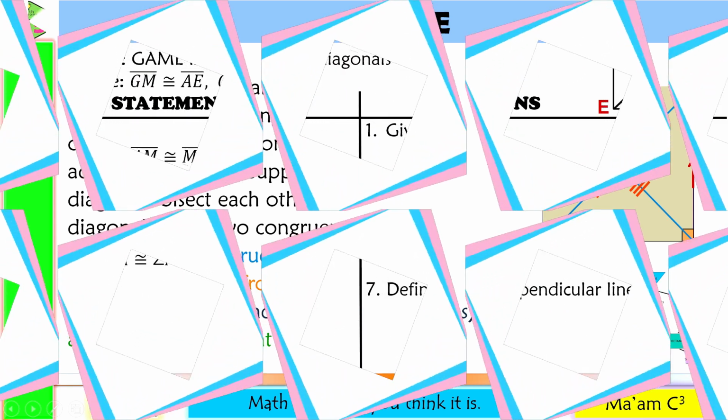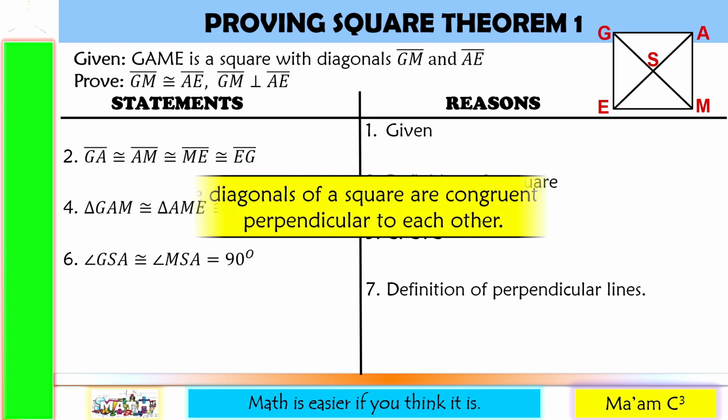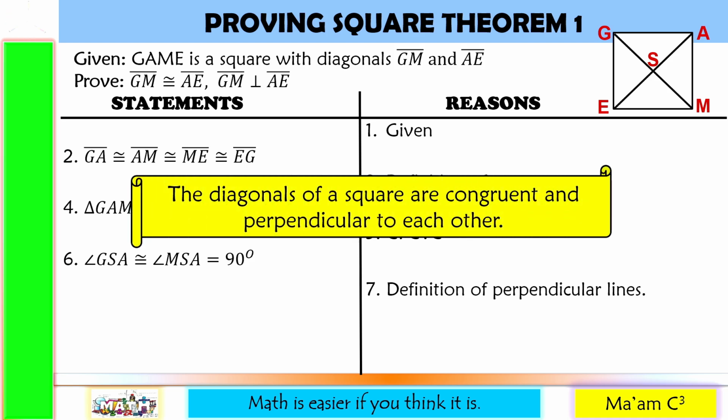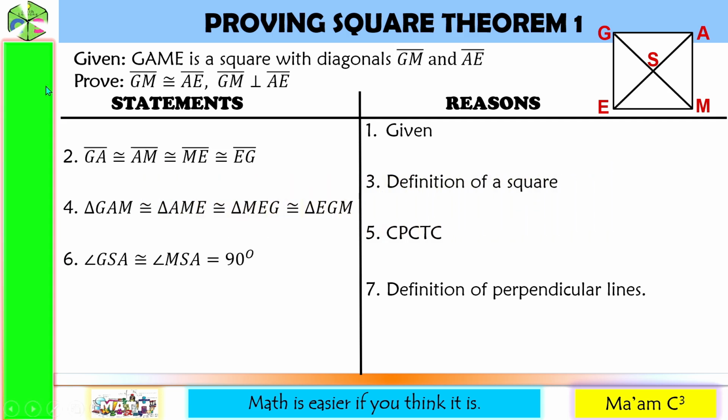For square, we are going to prove theorem number 1, and that is the diagonals of a square are congruent and perpendicular to each other. So I already combined them. Okay, let's start. Again, the given is GAME is a square with diagonals GM and AE. Due to space constraint, I was not able to write the diagonals GM and AE. Next one, GA is congruent with AM, congruent with ME, congruent with EG. So the four sides are congruent. And that is because that is the definition of a square.